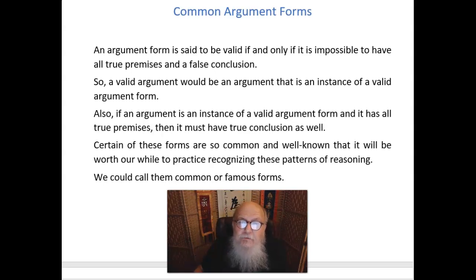Now, certain of these forms are so common and well known that any educated person should be able to recognize them. And it'll be worth our while also to practice recognizing these patterns of reasoning, because we want to become educated as well. So we could call these common or famous forms.